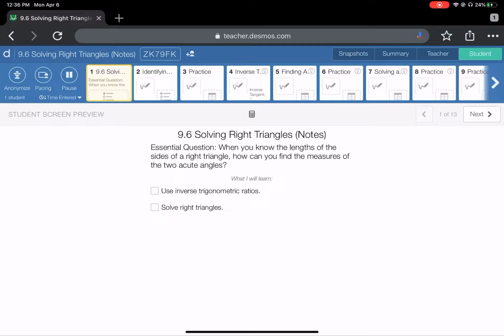Hello and welcome to Chapter 9, Section 6, Solving Right Triangles. The essential question is, when you know the lengths of the sides of a right triangle, how can you find the measure of the two acute angles?